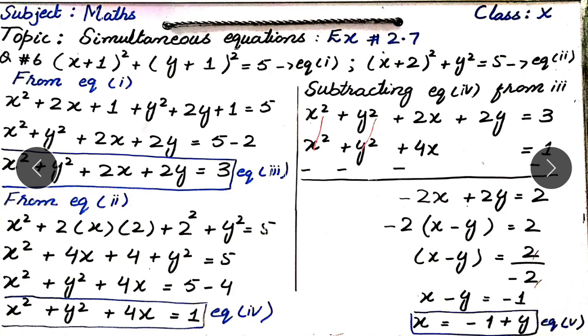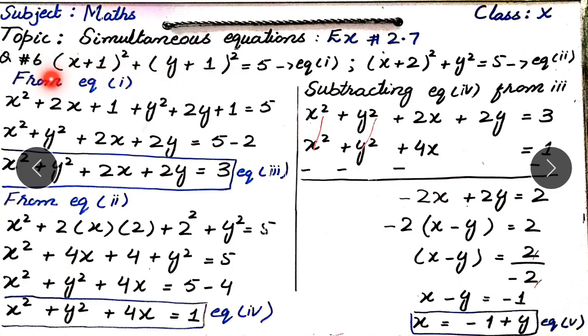Next question is question number 6. Question number 5 and 6 are similar, so we can go with question number 6. X plus 1 whole square and y plus 1 whole square equals 5. X plus 2 whole square and plus y square equals 5. Here you can see both the equations are quadratic. So how are we supposed to solve these types of equations?